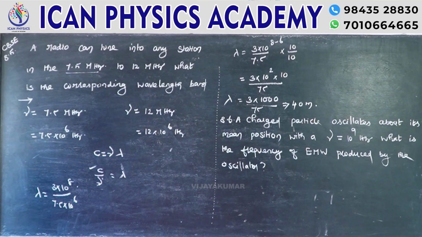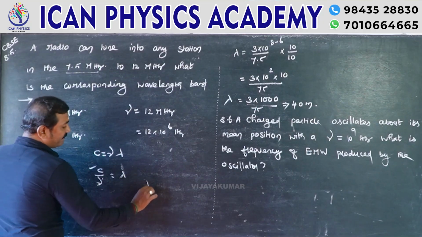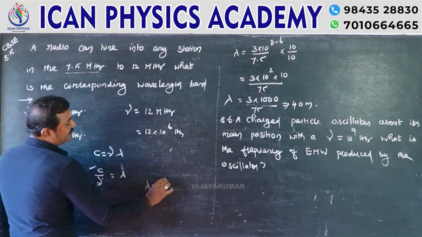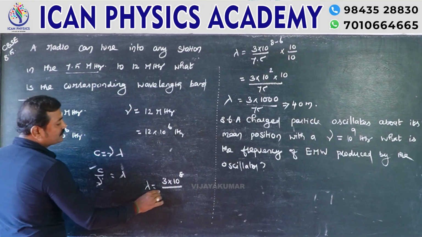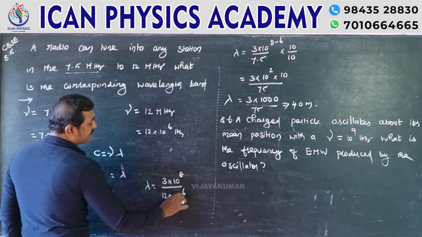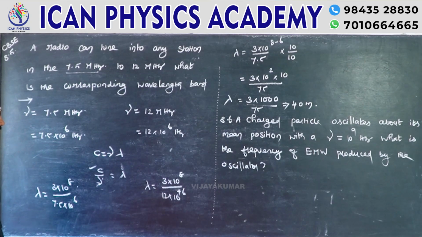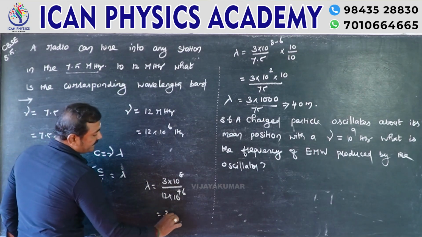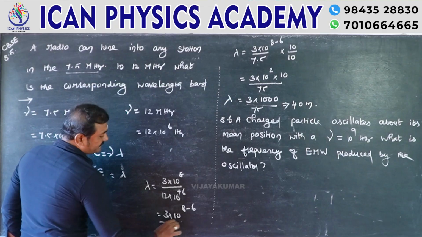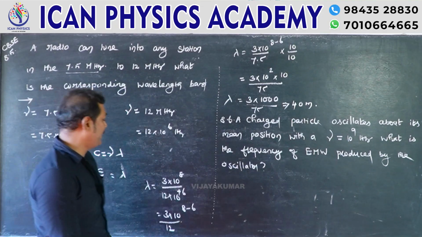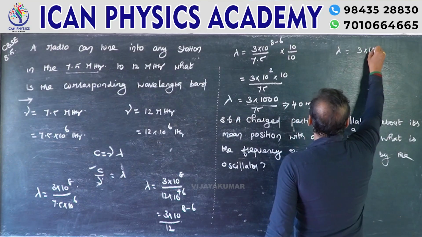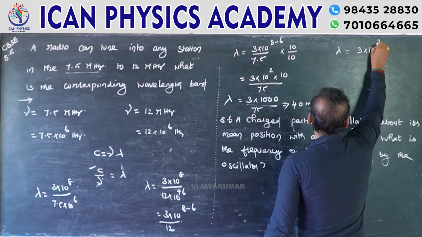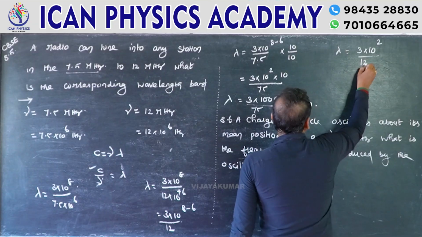Now we can go to the second part. It's 12 megahertz. So the wavelength lambda equal to C. What is the value of C? 3 into 10 to the power 8. Now, what is the frequency? 12 into 10 to the power 6. So the plus 6 goes to the numerator as minus 6. So 3 into 10 to the power 8 minus 6 divided by 12. So the wavelength lambda equal to 3 into 10 to the power 8 minus 6, that is 10 squared, divided by 12.